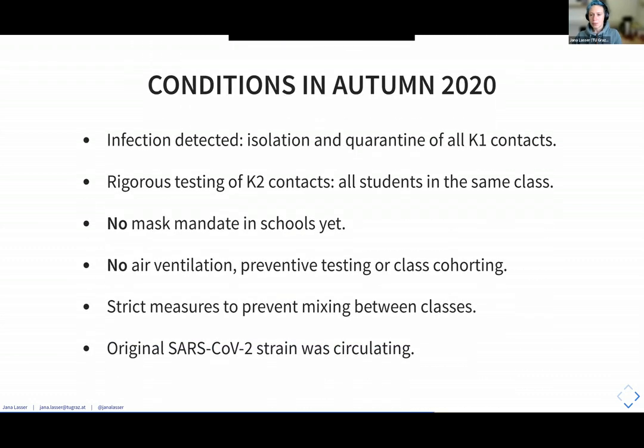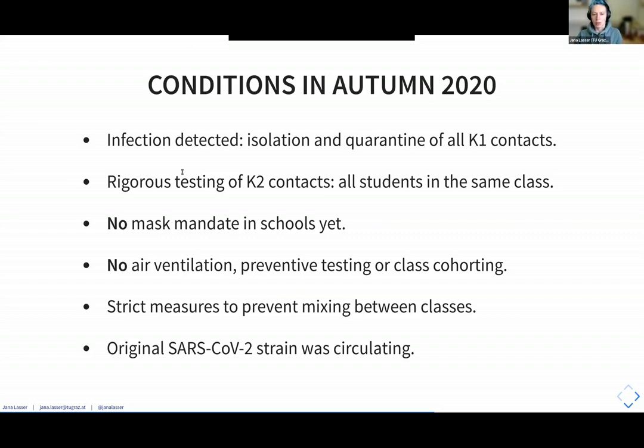All right. And then the last piece in the puzzle to calibrate our model is the conditions that we actually had during the time of data collection in schools. So this data was collected in autumn 2020. We had a basic test-trace-isolate protocol implemented in schools, where when an infection was detected, the infected person was immediately isolated, and all the close contacts were quarantined. Namely, I think it was table neighbors, and in some cases also students, teachers that had a closer contact to the student.